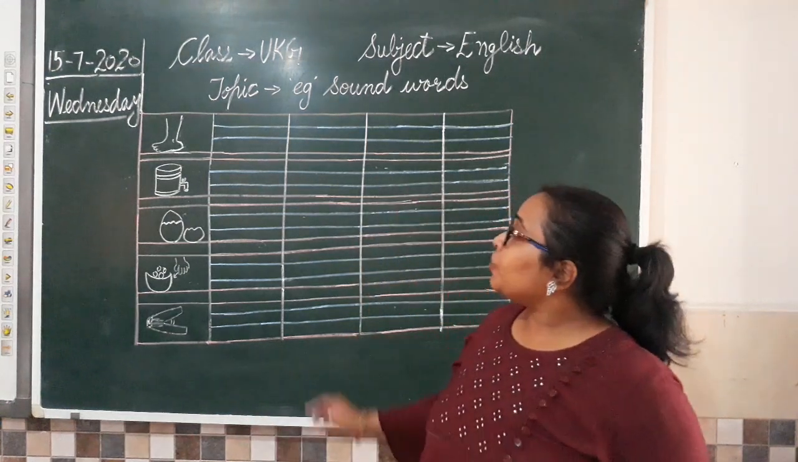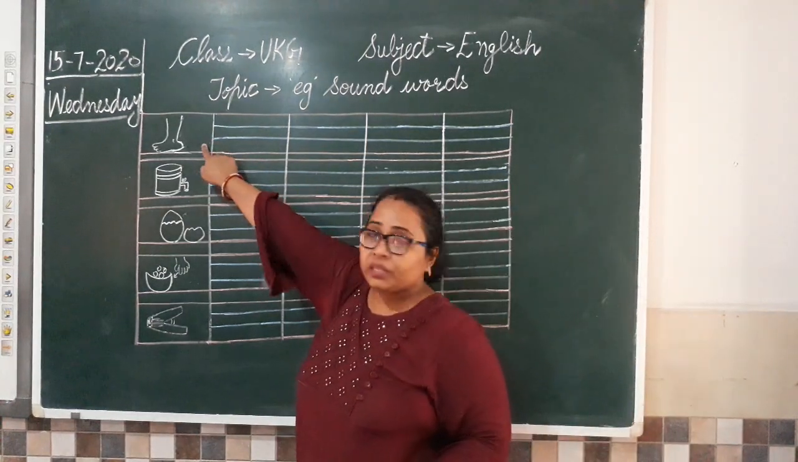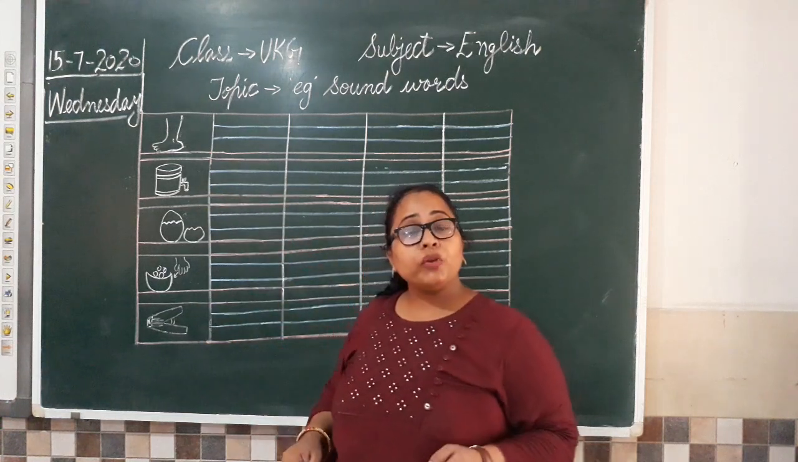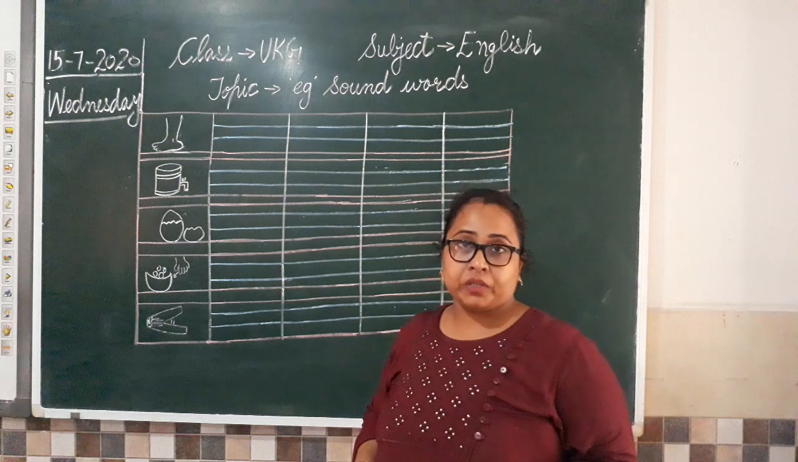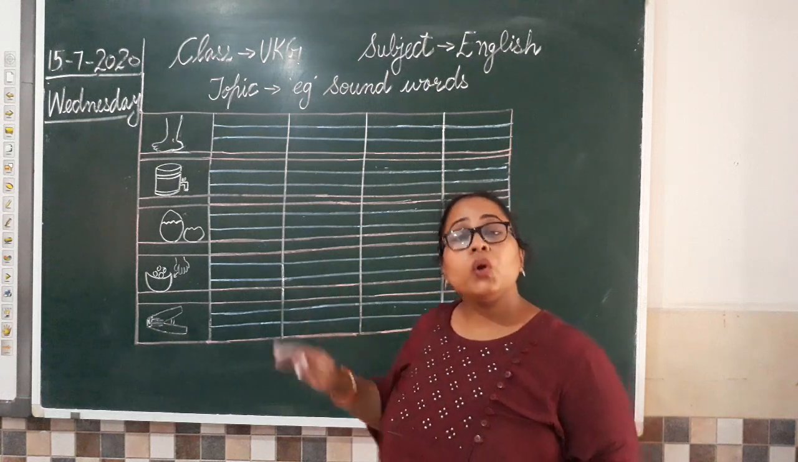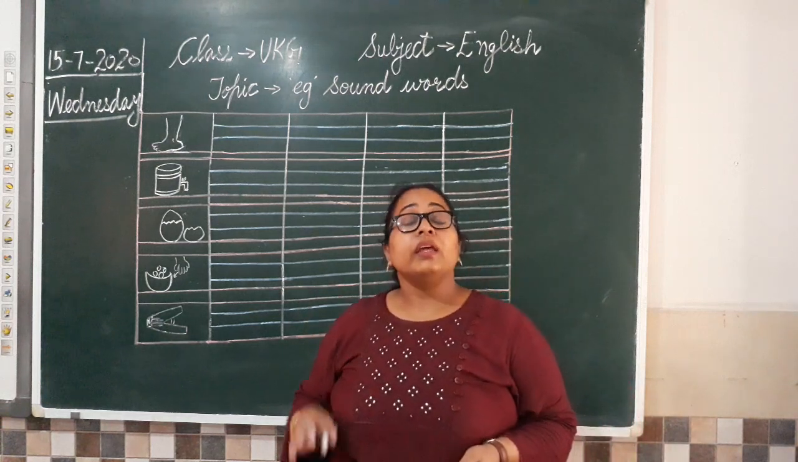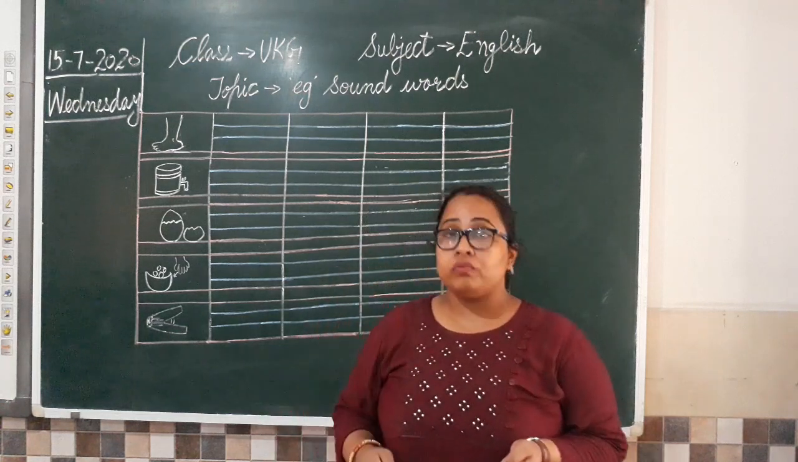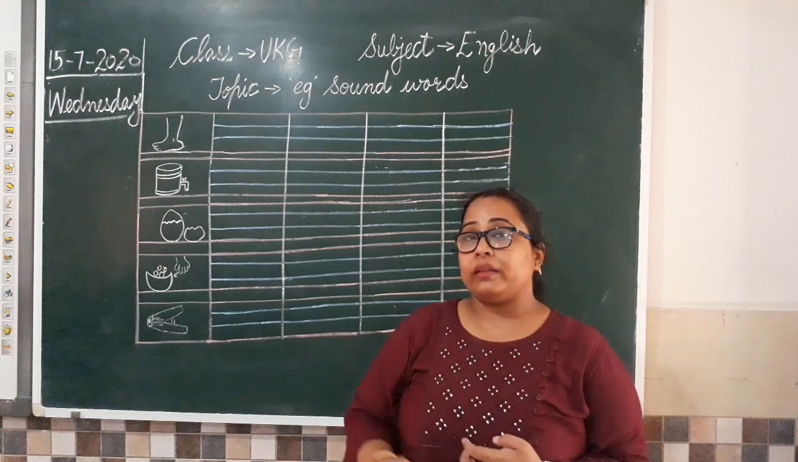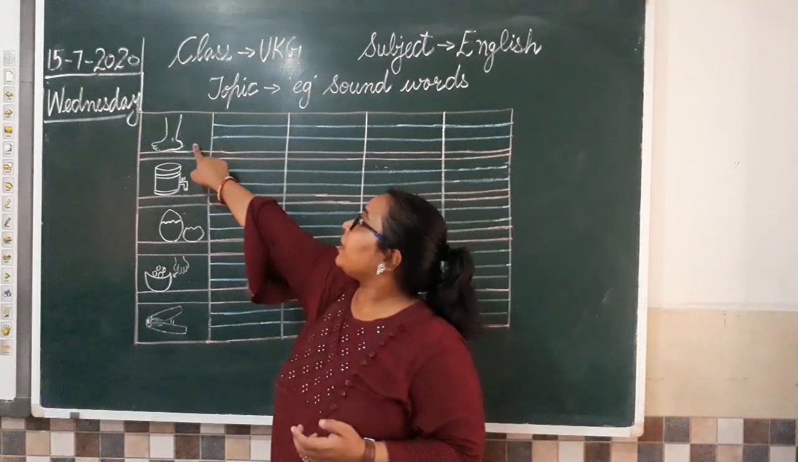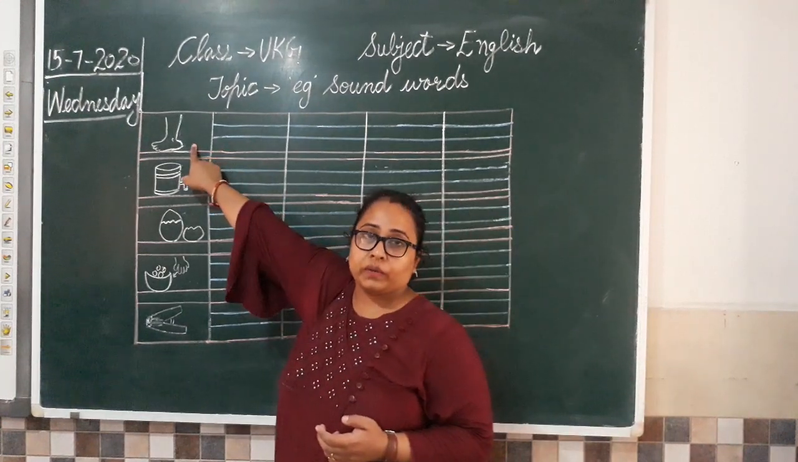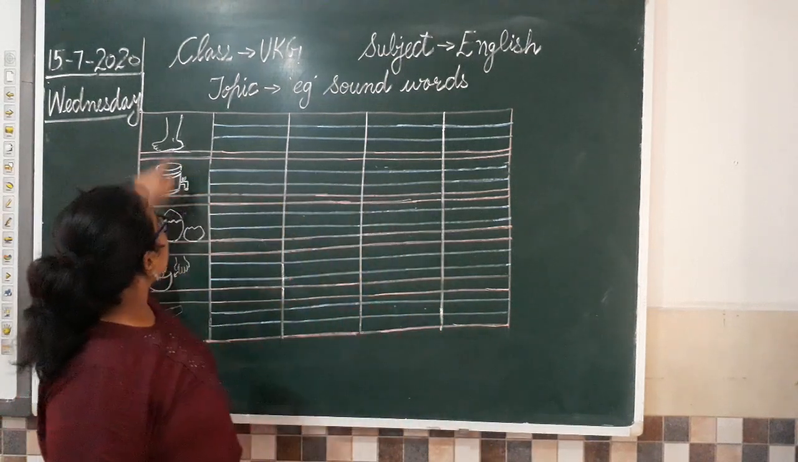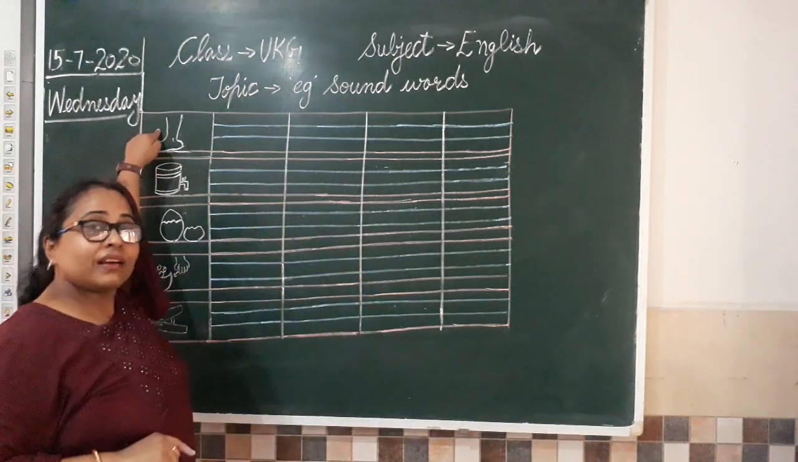So first you have to identify the pictures. See, I have drawn some pictures here. You have to identify these pictures. Aap in pictures ko identify karoge. Then you will tell me which sounds are blending together when we need to write the name of this picture. So the very first picture here is, yes, tell me, we have done it in our previous class also.